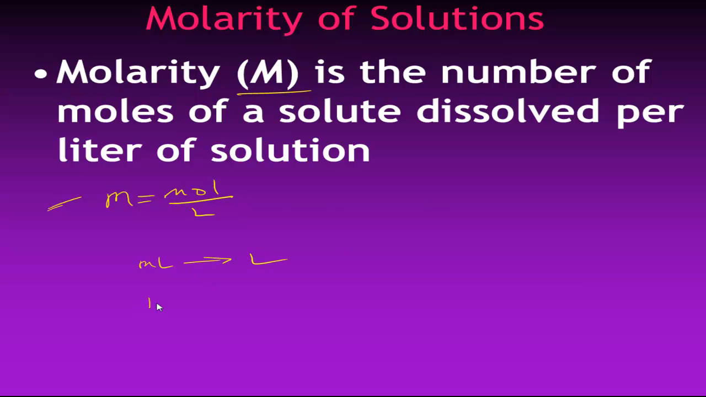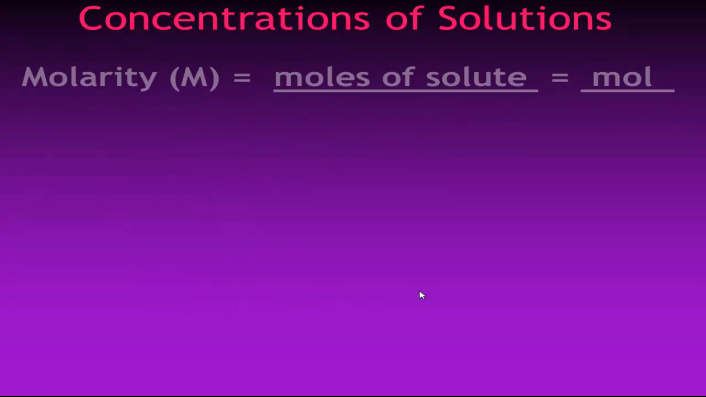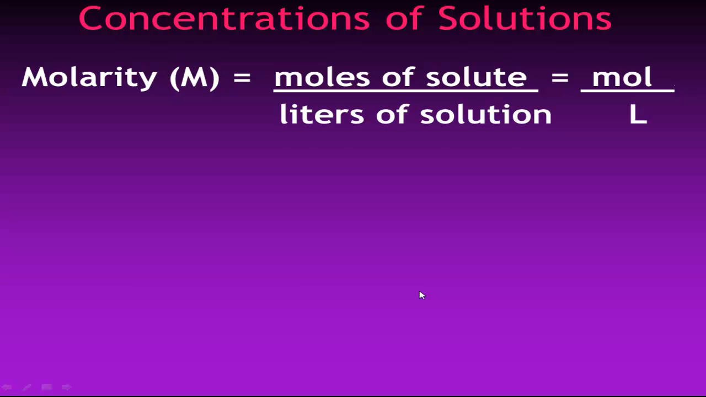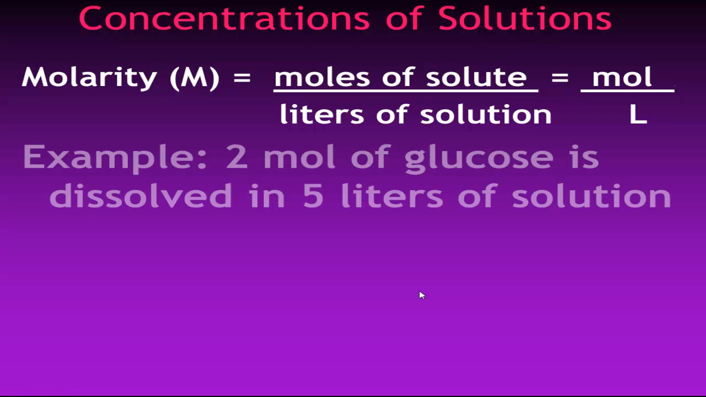And so we've done these conversions before. 1,000 milliliters equals 1 liter. You're going to have to do these for this problem solving. So there's our formula again, written a little neater: moles of solute divided by liters of solution.